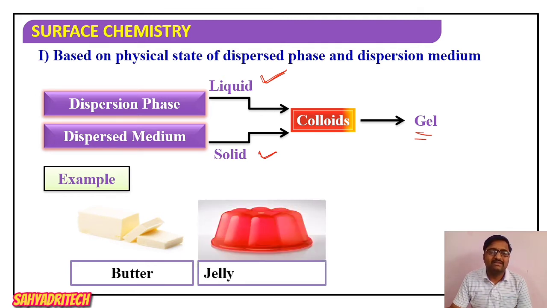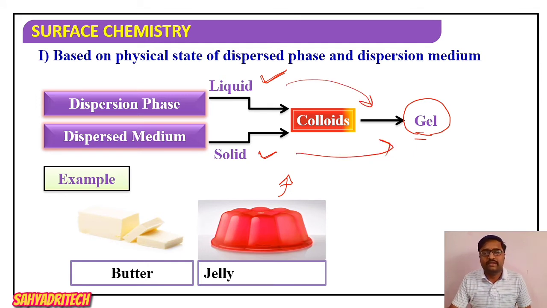The next one, jellies. I hope you are aware of these jellies. These are also an example for a gel. Okay, please remember what is gel here. Here dispersed phase is liquid. Dispersion medium is solid. So the resultant colloidal system is named as a gel.